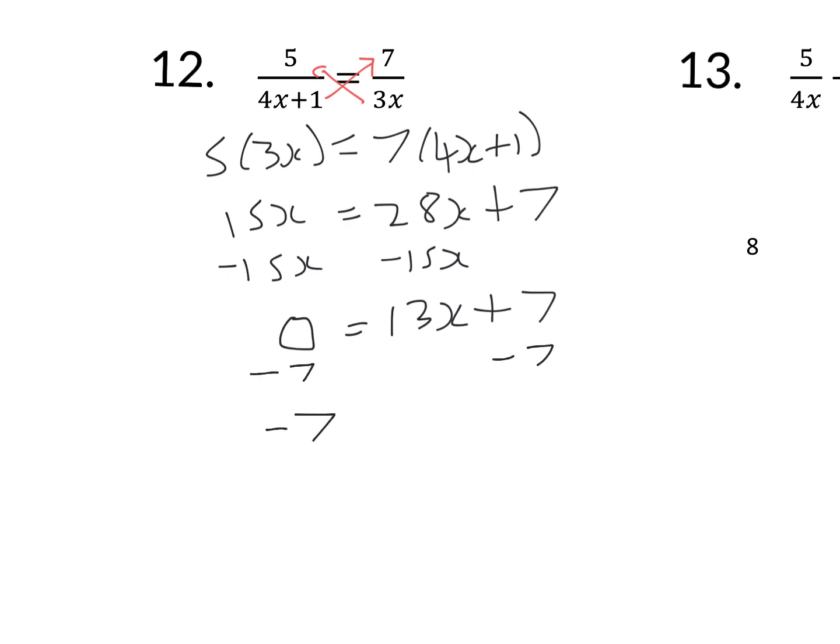0 take away 7 is minus 7, and that equals 13x. Then we divide by the number of x's, divide by 13, and we get that x is minus 7 over 13. That's the best way to leave your answer there as a fraction, because dividing by 13 is not very pretty.